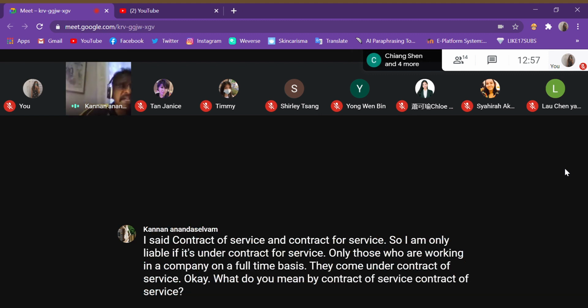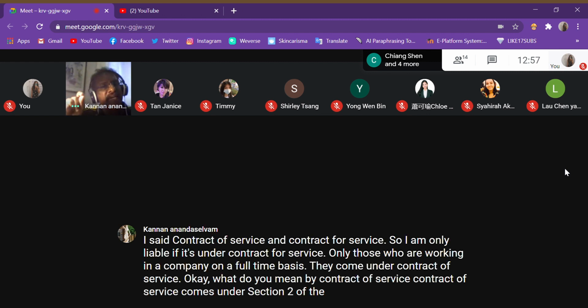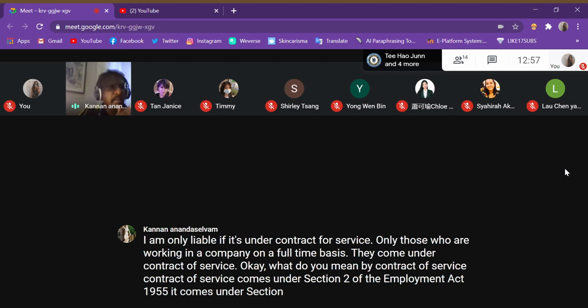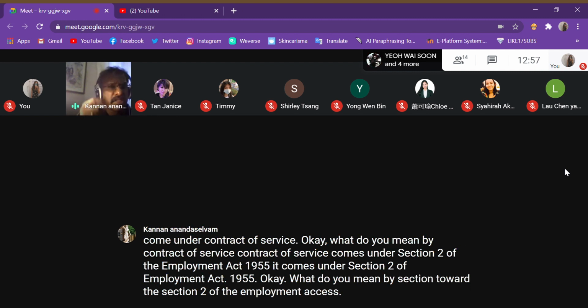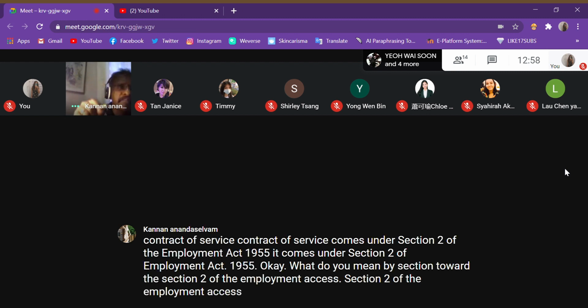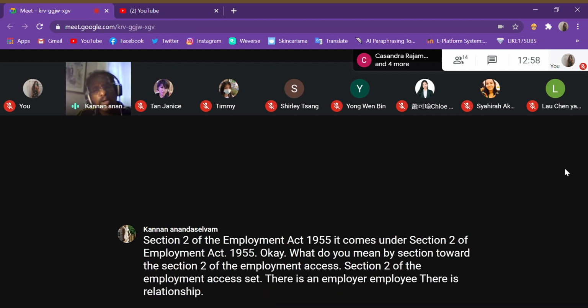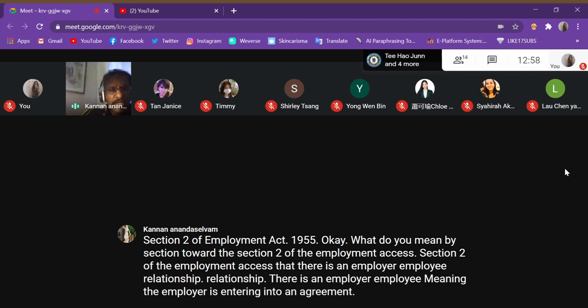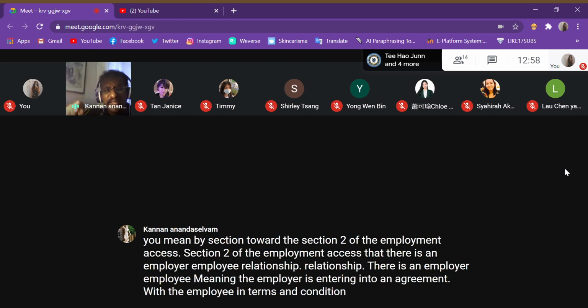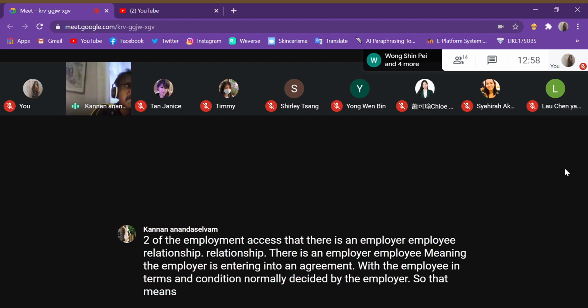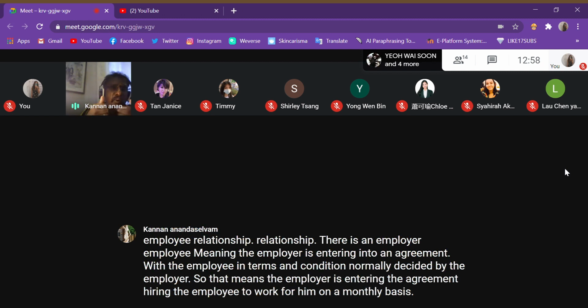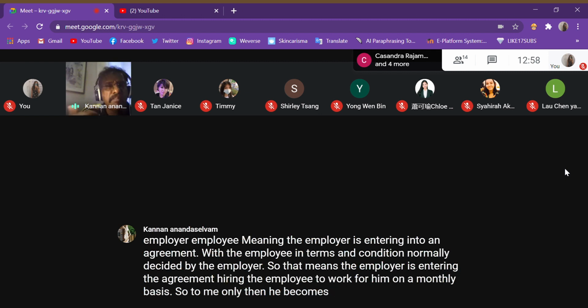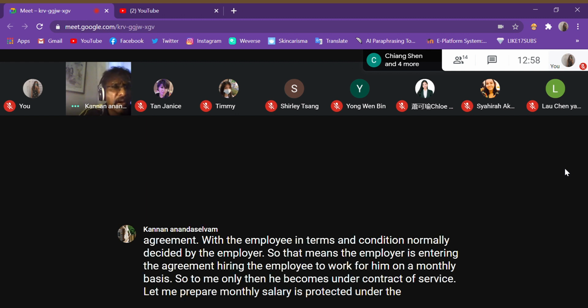Contract of service comes under Section 2 of the Employment Act 1955. What does Section 2 of the Employment Act say? It says that there is an employer-employee relationship, meaning the employer enters into an agreement with the employee with terms and conditions normally decided by the employer. The employer hires the employee to work for him on a monthly basis. That means he'll be paid a monthly salary and is protected under the law.